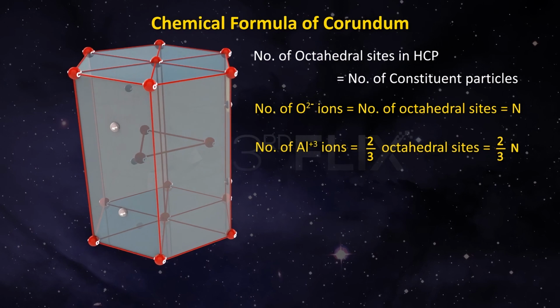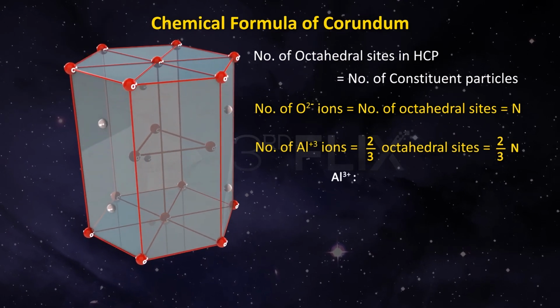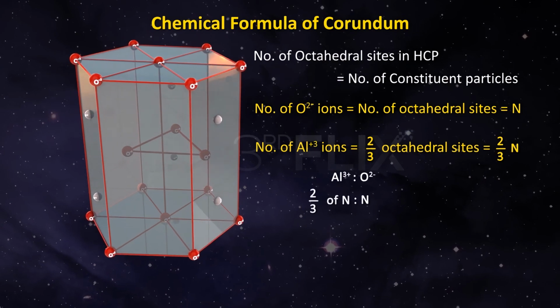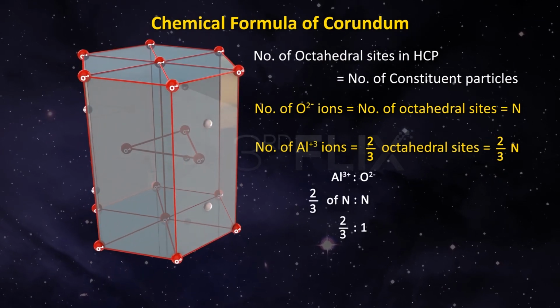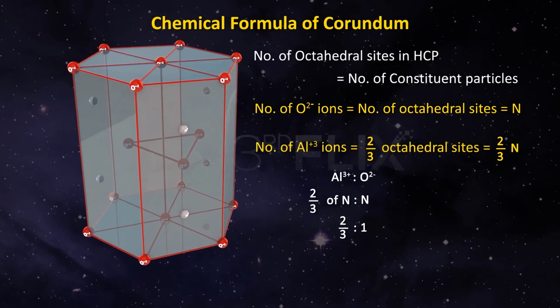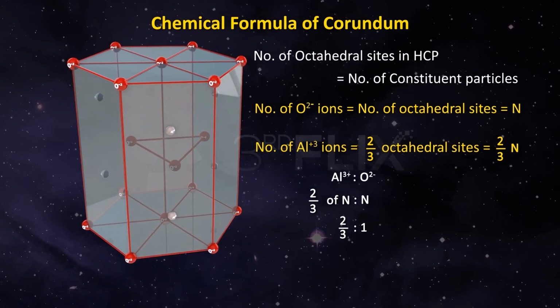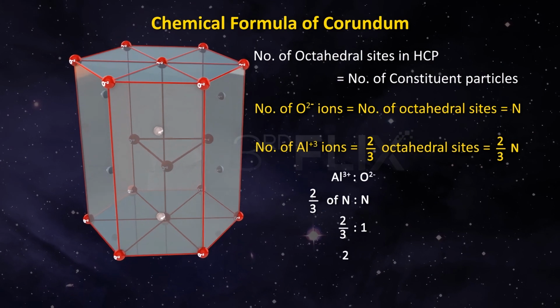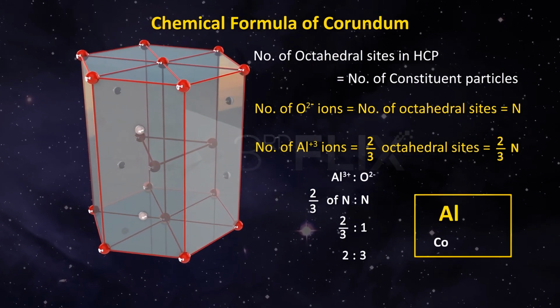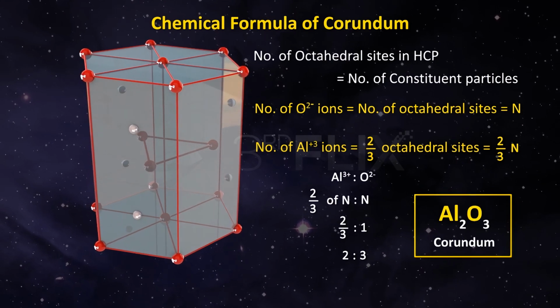This implies that the ratio of aluminium ions to the oxide ions in the lattice is 2/3:1. Thus the whole number ratio of aluminium ions to oxide ions is 2:3. Therefore, the formula of corundum is Al2O3.